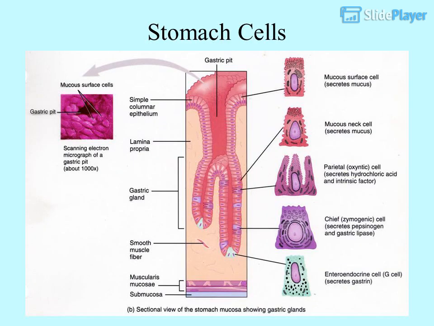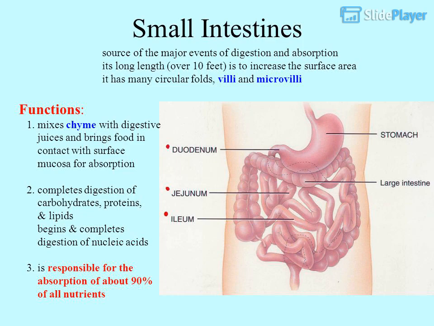Stomach cells. Small intestine's functions. Source of the major events of digestion and absorption. Its long length, over 10 feet, is to increase the surface area. It has many circular folds, villi and microvilli.